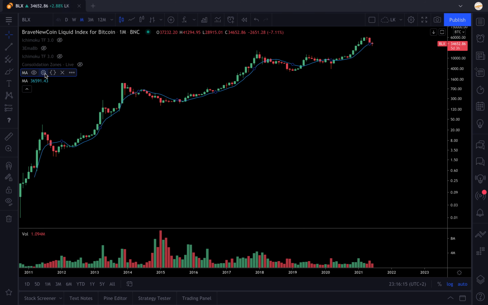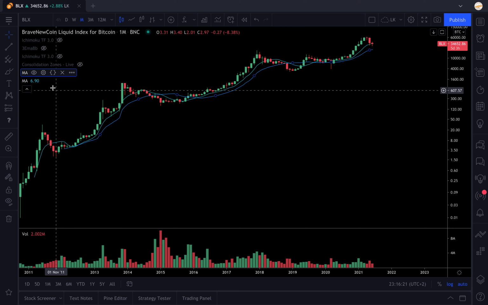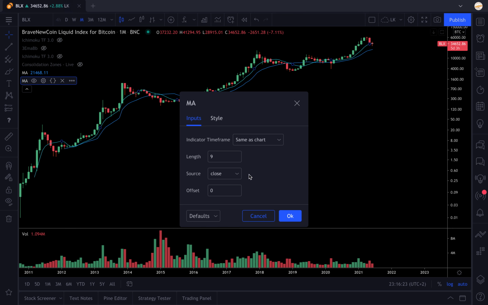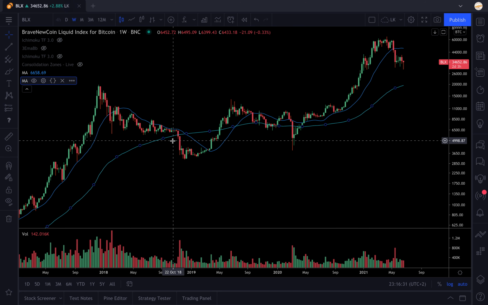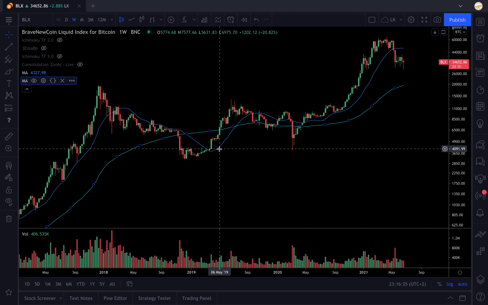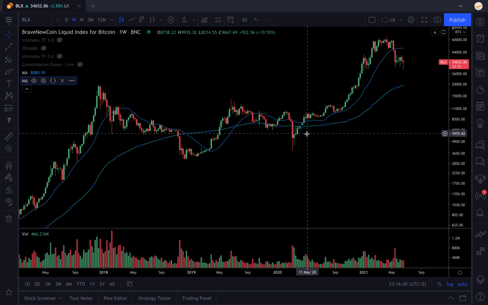The first one, you're gonna set that to 20. All right, moving average 20. And the second, you're gonna go and make it 100. There you go. We're gonna go for the weekly time frame so you can see better. All right. So there you have two moving averages, the 20 moving average and the 100 moving average.